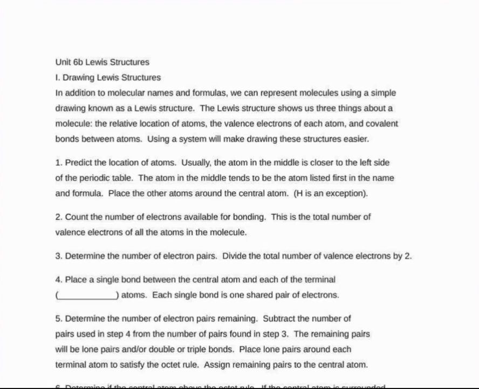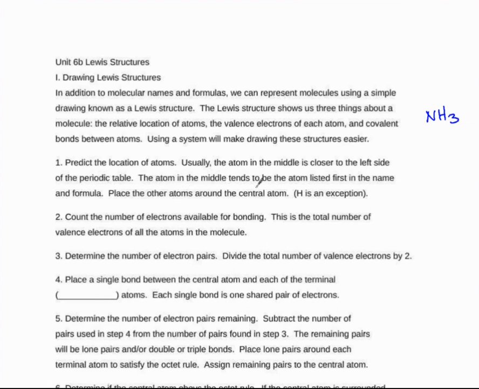So step one is predict the location of atoms. For these examples, I'm going to use ammonia, and I'll draw step-by-step pictures. So predict the location of the atoms. Usually, the atom in the middle is closer to the left side of the periodic table. Usually. Now, this one's not a good example in this respect because hydrogen is at the far left side of the periodic table, and hydrogen can't be in the middle. It just doesn't have enough places to hold electrons. It's too small.